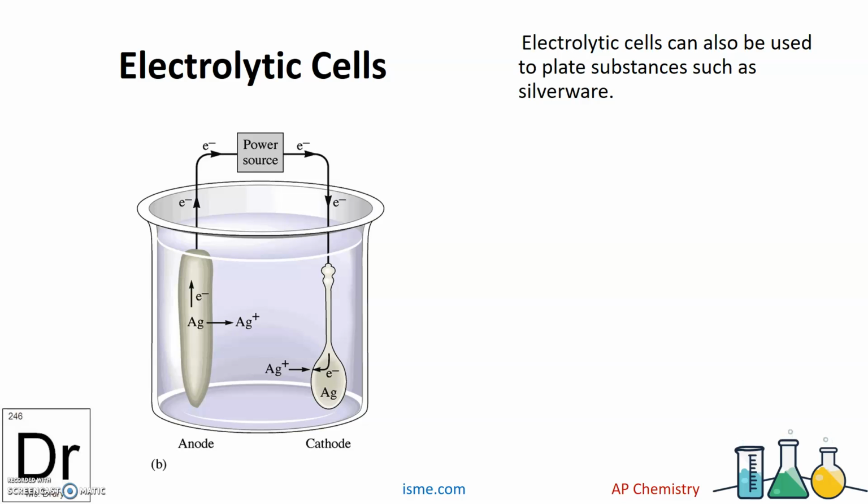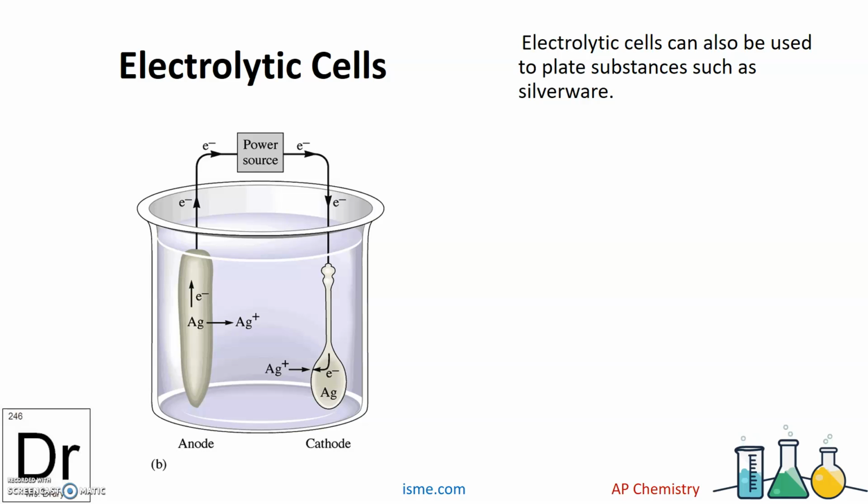Another way we use electrolytic cells is to plate substances such as silverware. So the inner part of the silverware may be made of stainless steel or other types of metals, and you can take a chunk of silver metal, put it in a silver solution, and make the silver metal oxidize to silver ions, lose their electrons, go through the power source, and then accumulate onto a spoon, I guess here, and then the silver ions that are in the solution get attracted to the electrons on the spoon and reduce and gain mass on the cathode.